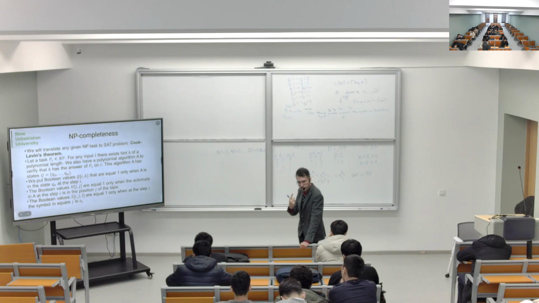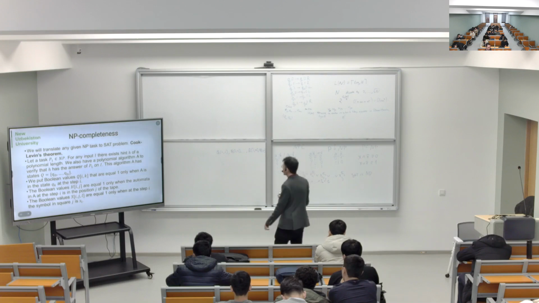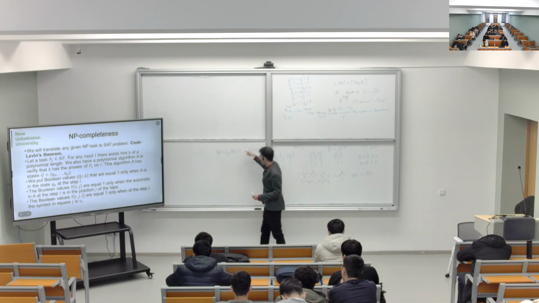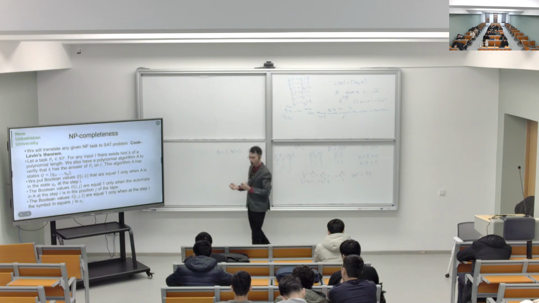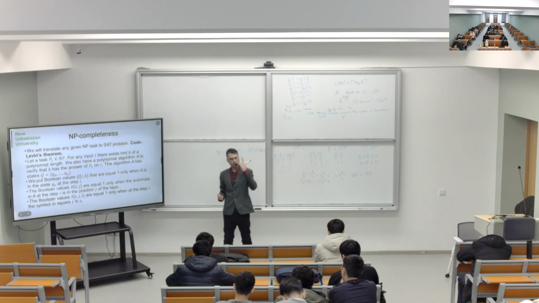Yes? Only one of them is equal to 1. So what do we need? We need to take the OR of all of them. And if it is equal to 1, then one of them is equal to 1. Then we need to make sure that at this point, only one of them should be equal to 1. So we will make what?